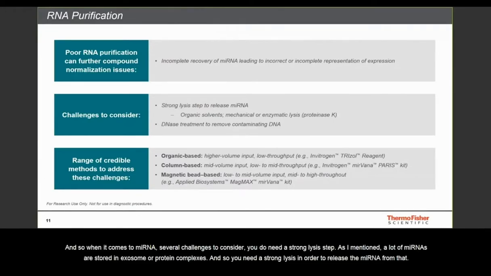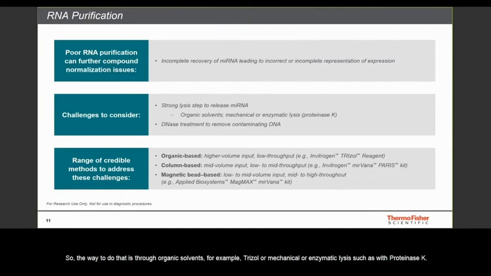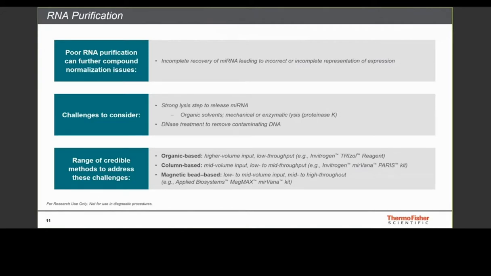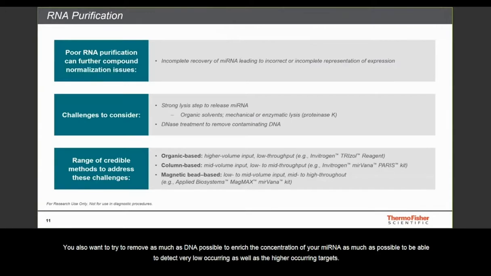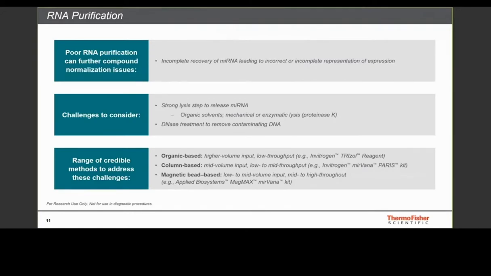When it comes to microRNAs, there are several challenges to consider. You do need a strong lysis step. As I mentioned, a lot of microRNAs are stored in exosomes or protein complexes, and so you need a strong lysis in order to release the microRNAs. The way to do that is through organic solvents, for example, Trizol, or a mechanical or enzymatic lysis, such as with proteinase K. You also want to remove as much DNA as possible to enrich the concentration of your microRNA, to be able to detect very low occurring as well as the high occurring targets.